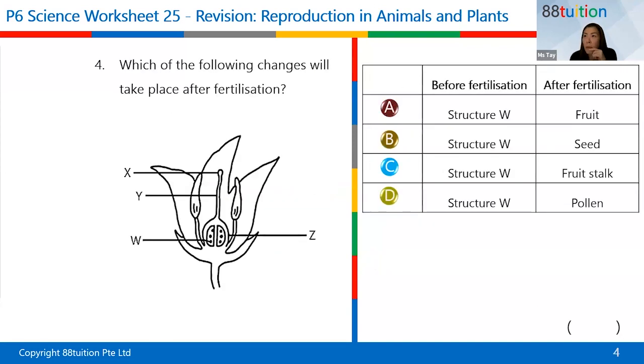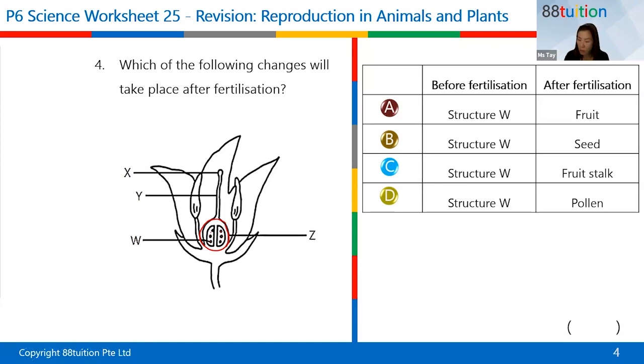Question 4. Which of the following changes will take place after fertilization? After fertilization, a lot of changes will take place, right? Petals will fall off, sepals will fall off, all the other parts will also start to dry up. But then you know that the ovary is going to develop into the fruit and then the ovules will become seeds.